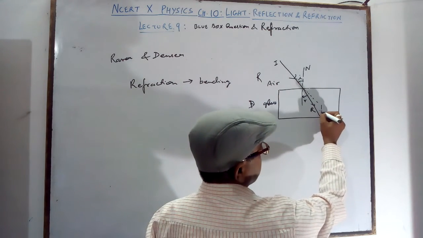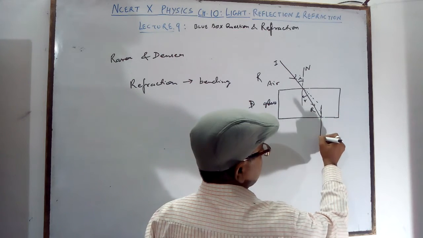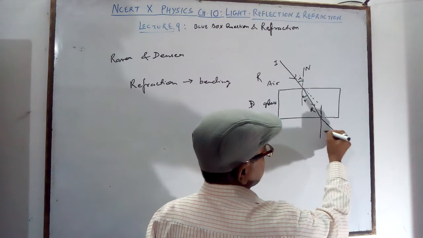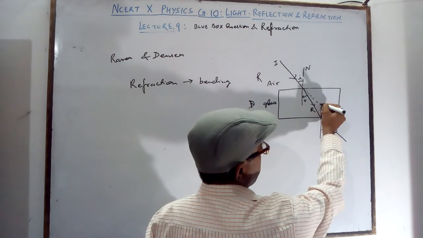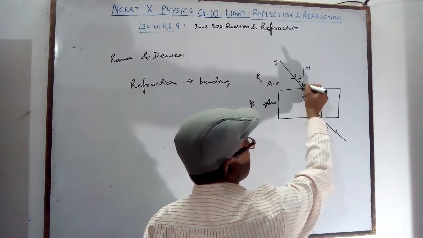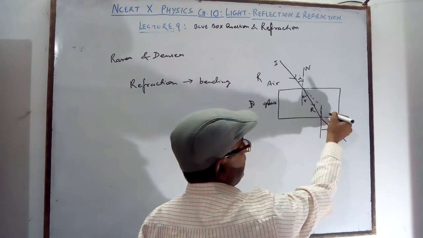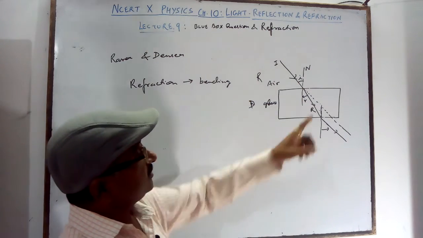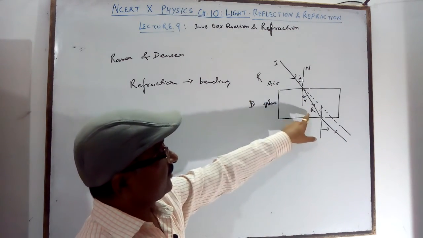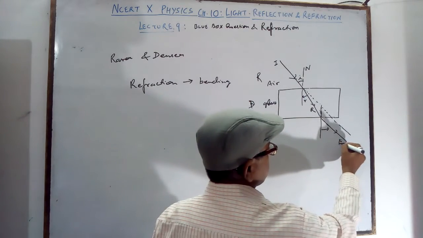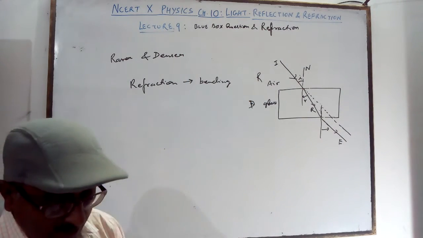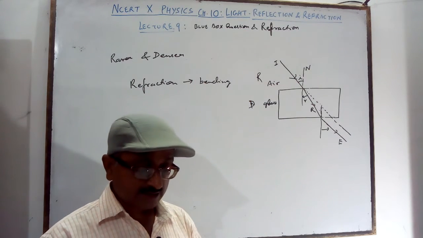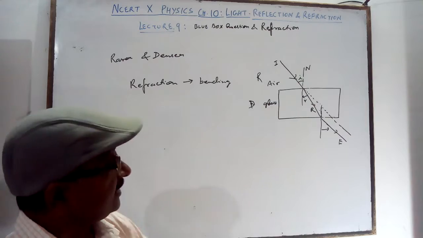The normal is a ray which is perpendicular. The actual path of the light is this, and when you draw it, you will get a parallel. So there are three types of rays: the incident ray, the refracted ray, and the emergent ray, which is coming out again into the same medium.